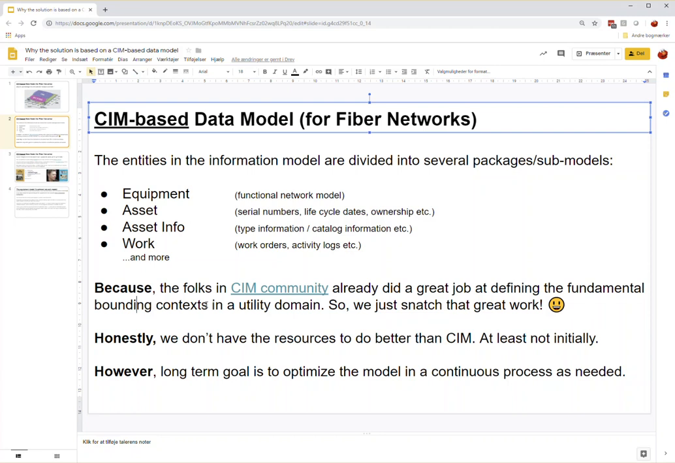And they have been refined, and I mean, we cannot compete with that, so we're going to use that. However, of course, we want to optimize that model. So when we begin to get smart, there might be some things in the telco world that are a bit different than in the power grid world. So we maybe need some extensions and so on. So of course we're going to evolve that model, but the fundamental principle behind it we're going to reuse. Okay, so that's the idea.